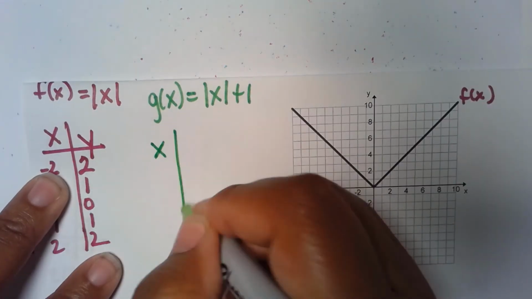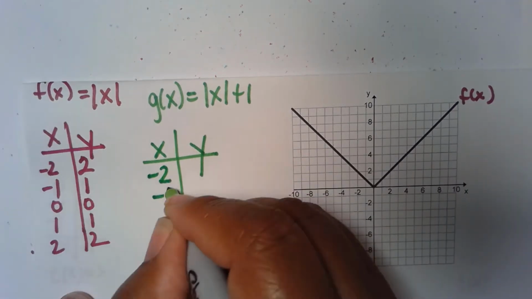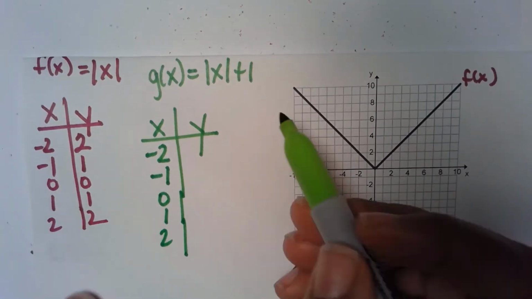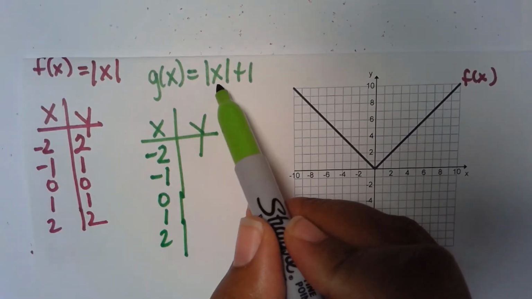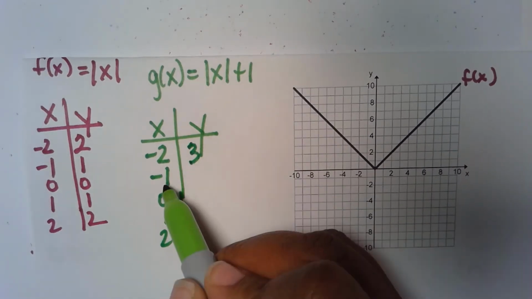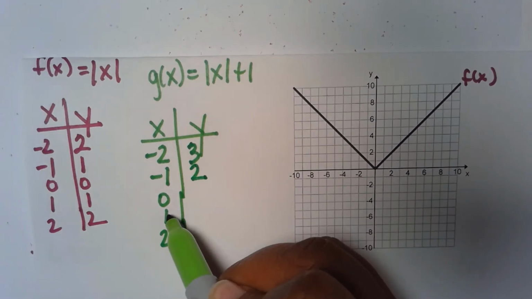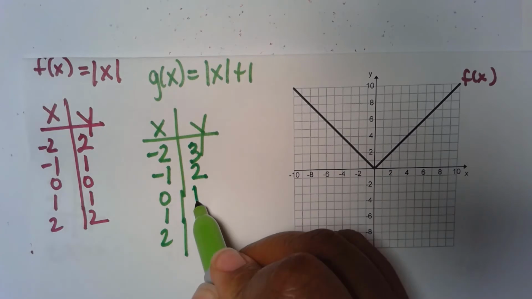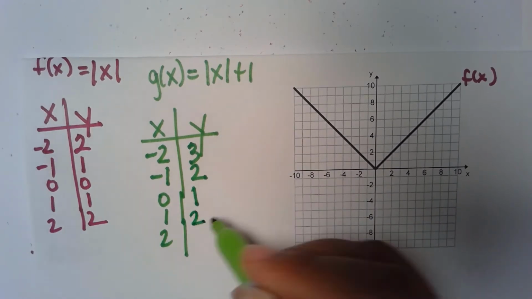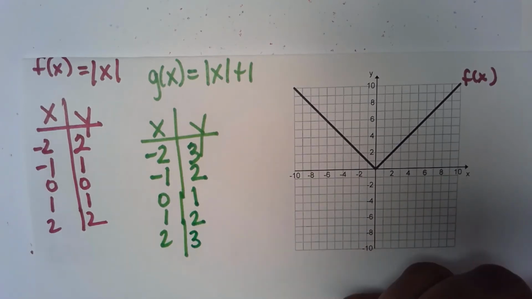You can put this information into your calculator, or we can figure this out by using pen and paper, in our head here. So the absolute value of negative 2 is 2 plus 1, that gives us 3. The absolute value of negative 1 is 1 plus 1, that's 2. The absolute value of 0 is 0 plus 1 is 1. Then the absolute value of 1 is 1 plus 1 is 2. And then the absolute value of 2 is 2, then add 1, we have 3.